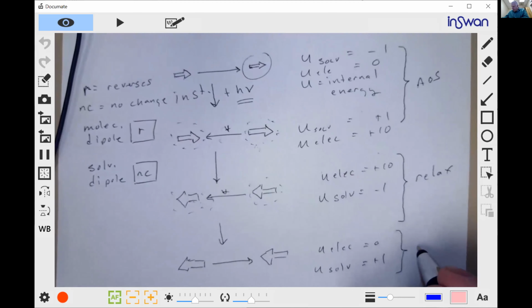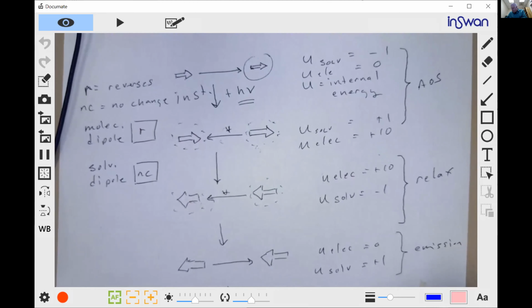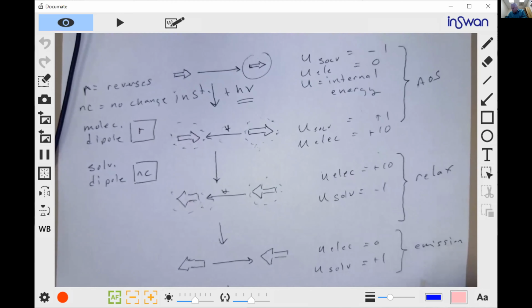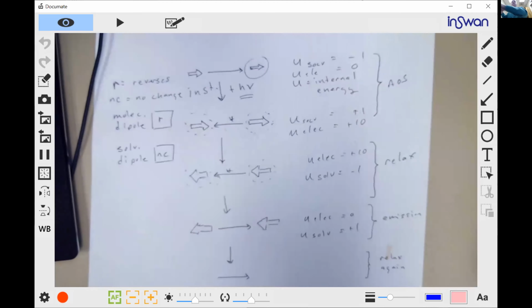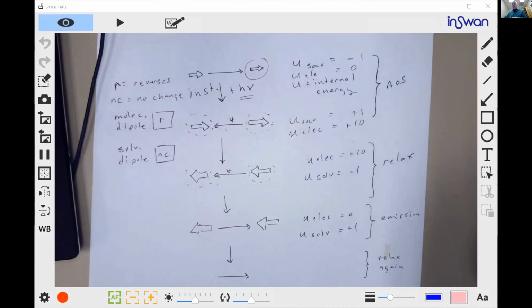So this is an emission, and then the next thing that happens is what? I'll draw this part, and we're going to call this relax. Relax again. Oh, you guys can't see it. Okay, I'm going to move this up a little bit. I'm gonna refocus. There we go. Now it's gonna relax again.